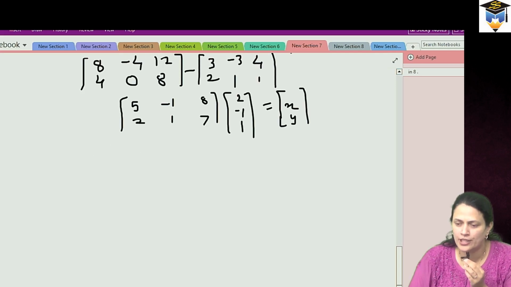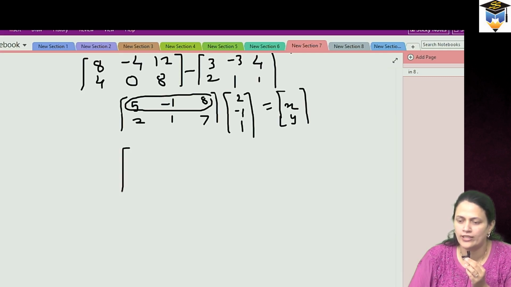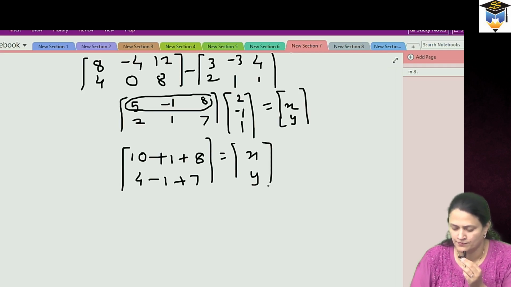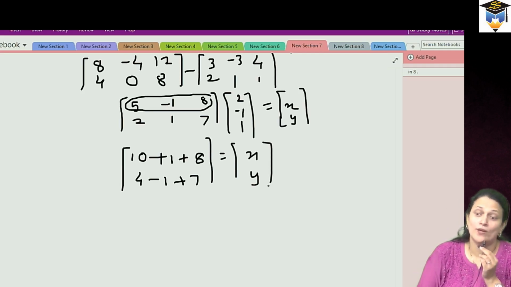So when you do the multiplication, it will be first row into, there is only one column. So you will get only 2 elements. So 5 into 2 is 10. Minus of minus 1 becomes plus 1. And plus 8 into 1 becomes plus 8. Next, 2 into 2 becomes 4. So what are the values of x and y? So x is 19, y is 12.